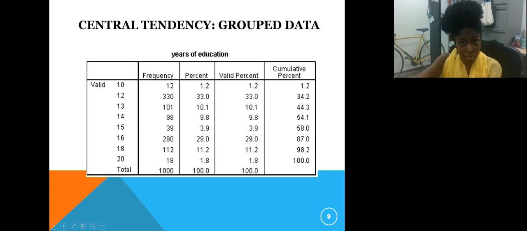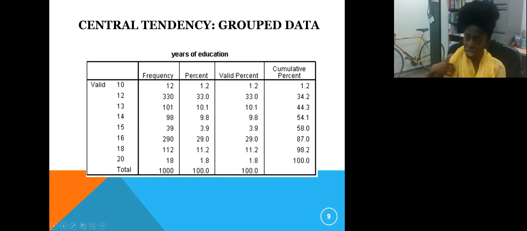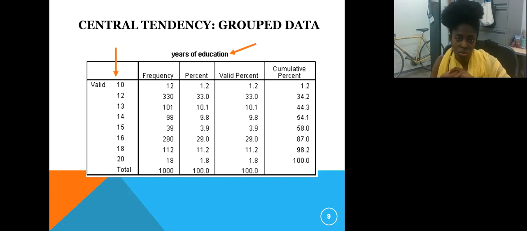Here's a frequency table, like legitimately a frequency table. Yay, we don't have to imagine anymore. Imagination is good, but we don't have to imagine anymore. So here we go. We've got a frequency table. What are these two things?